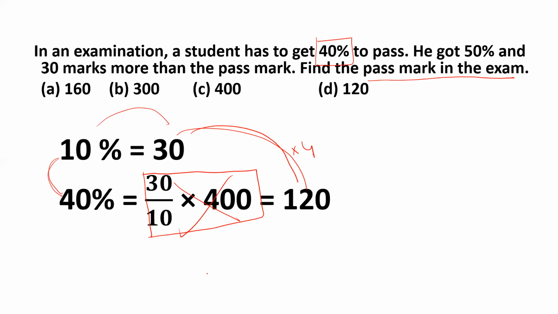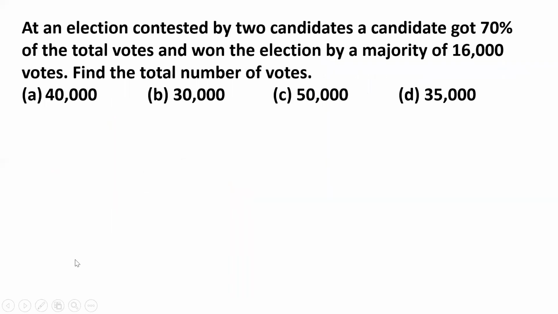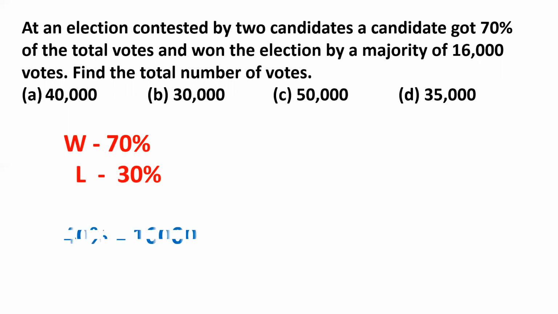Let's move to the next question. In an election contest by two candidates, a candidate got 70% of the votes and won the election by a majority of 16,000 votes. Find the total number of votes. In this question, the winner gets 70%, hence the loser will get 30%. So winner is winning by a margin of 40% vote, and that is given as 16,000.